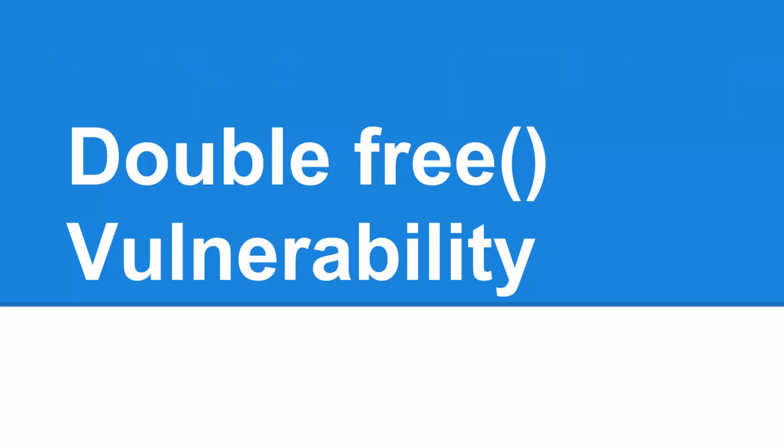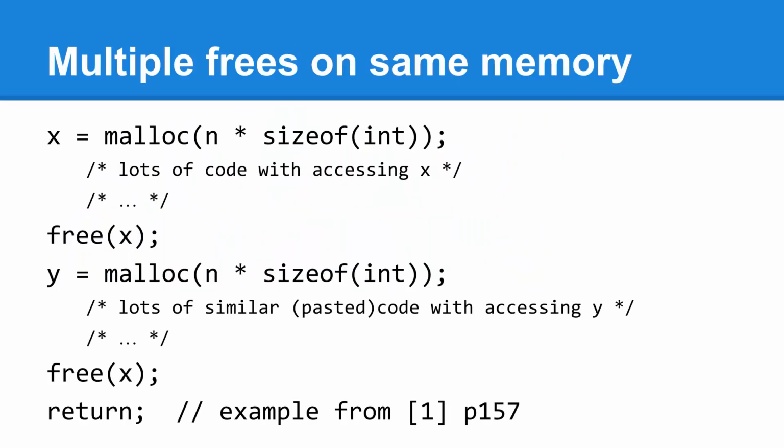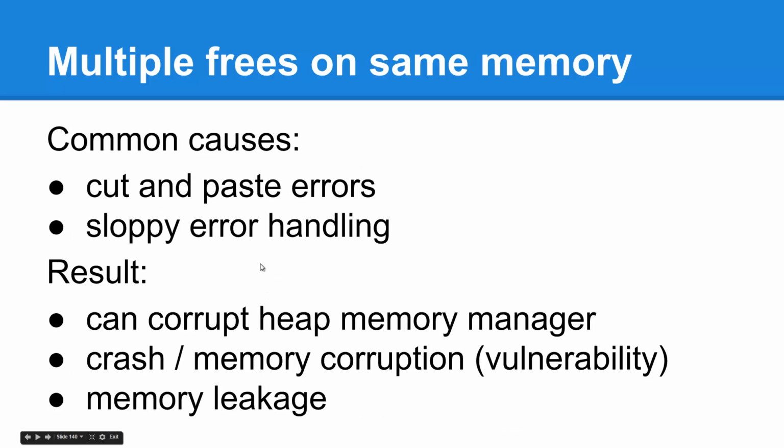Now for the double free vulnerability slides. This occurs when there are multiple frees occurring on the same piece of memory. A very common case is just developer copy-paste mistakes. Here you see free X occurring twice when Y is being used in this code. That's one such example. Sloppy error handling is another case.